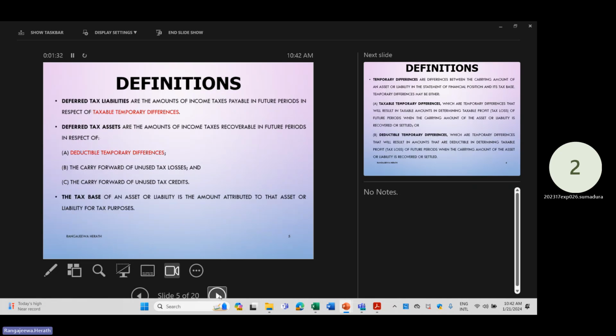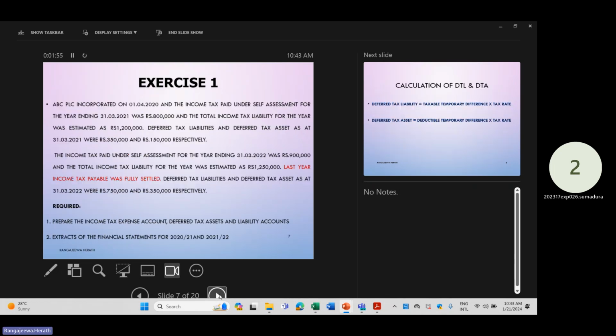Then the deferred tax liability is the amount of income tax payable in future periods in respect of taxable temporary differences. The taxable temporary difference multiplied by the tax rate gives the deferred tax liability. Deferred tax asset is the amount of income tax recoverable in future periods in respect of deductible temporary differences. So we are familiar with that.